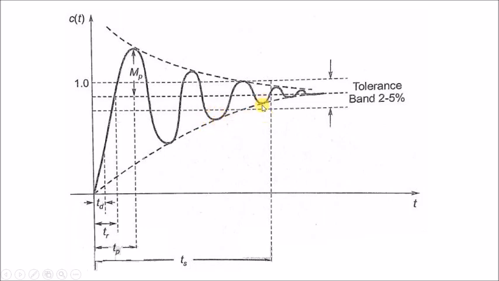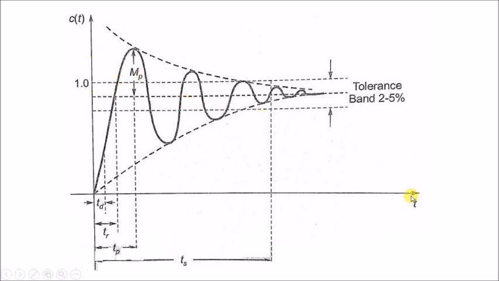This is the third undershoot. When you use this formula to find something, for the first overshoot you have to put n equal to 1. For the second overshoot you have to put n equal to 3, not 2, because 2 belongs to the undershoot. So if they ask for the first undershoot, then you have to put n equal to 2.